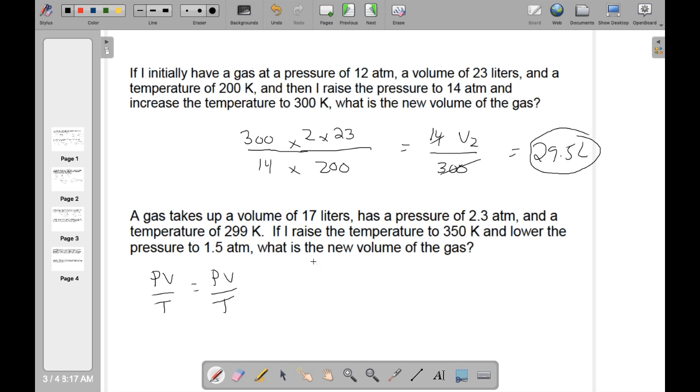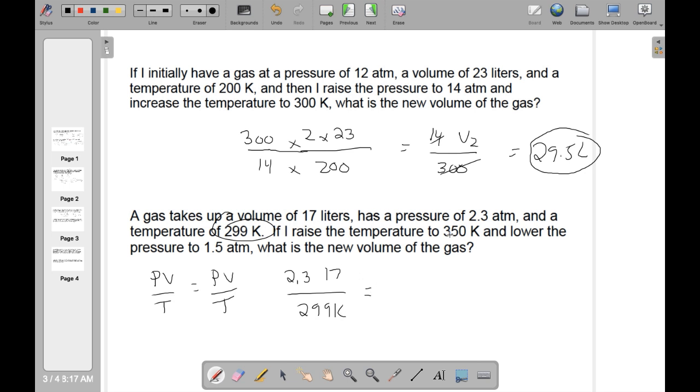17 liters. Well, that's our volume. It has a pressure of 2.3, so 2.3, and a temperature of 299. I keep reminding you, but make sure the temperature is in Kelvin. People forget this often, and guess what? They will get the wrong answer.